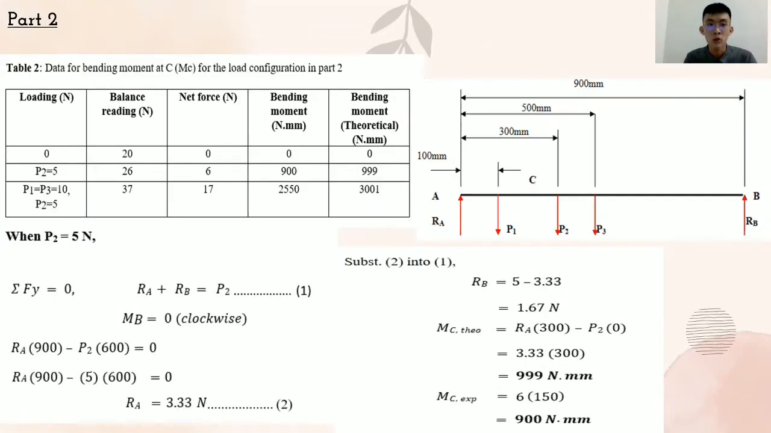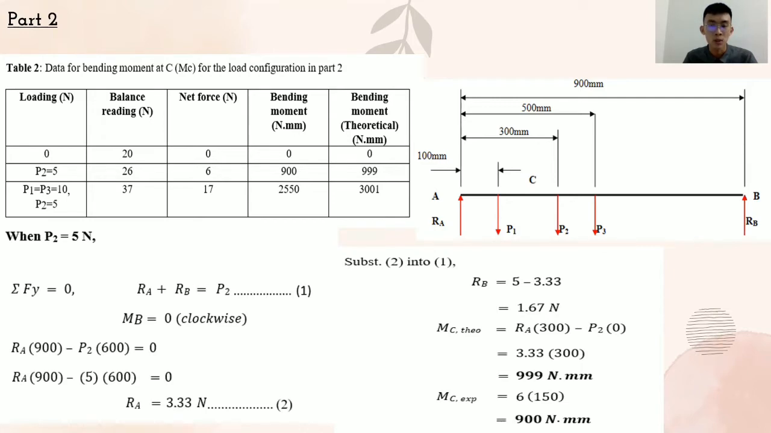For part 2, when P2 is equal to 5 Newton, the Y component and the moment at point B are equal to 0, which is in equilibrium. For the Y component, RA plus RB is equal to P2 for equation 1. For equation 2, RA is equal to 3.33 Newton after we calculate the moment at point B. After this, we substitute equation 2 into equation 1, then we will get RB is equal to 1.67 Newton. To calculate the theoretical value for bending moment at point C, we can use the equation as shown in the diagram, and then we will get a value of 999 Newton millimeter.